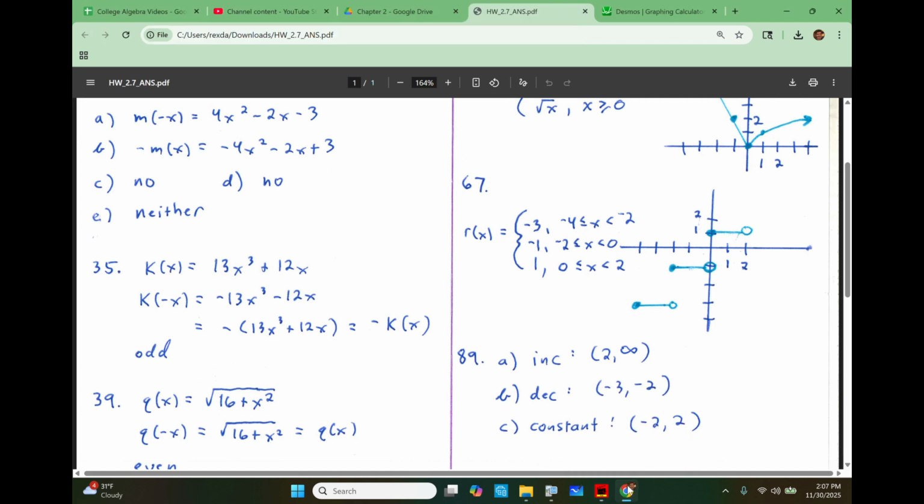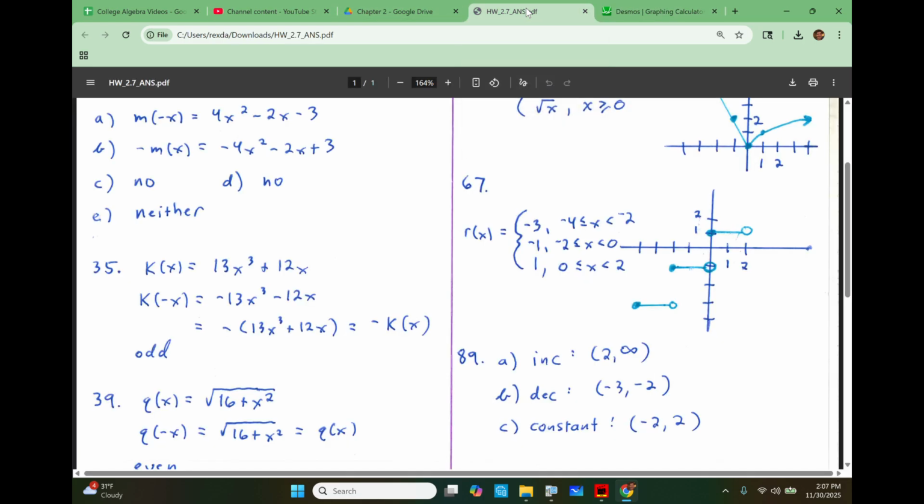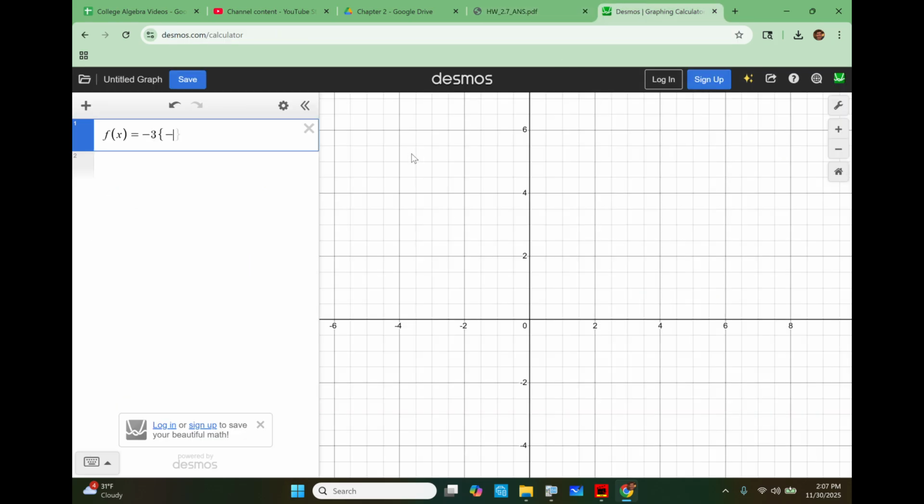So we're going to do negative 3, and then I'm going to do squiggly brackets, and then what this one doesn't do is that open and close circle, but at least I can do negative 4 less than or equal to x, less than negative 2. So this one just kind of does the pieces without the open and close circle. And then I can close that up.